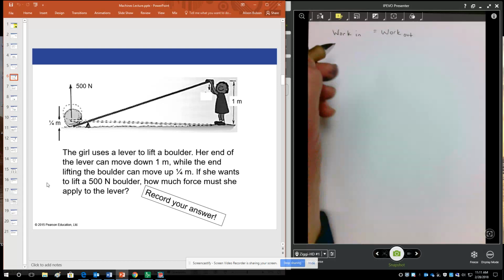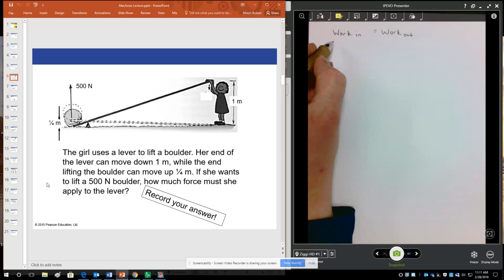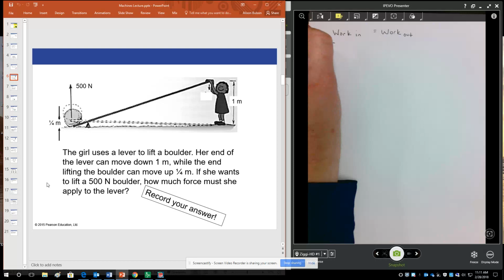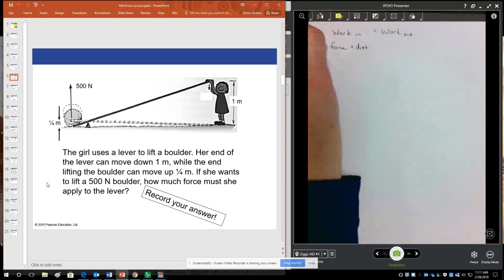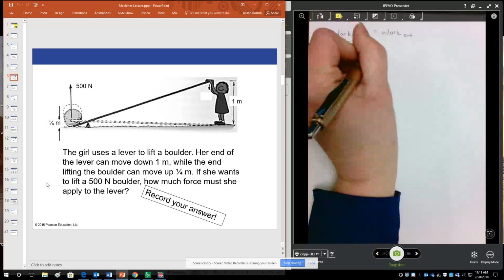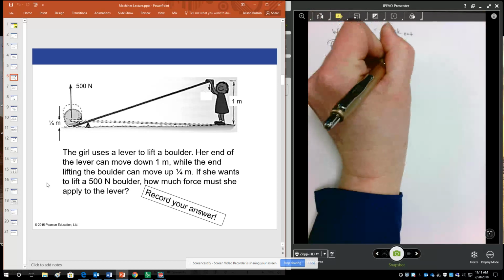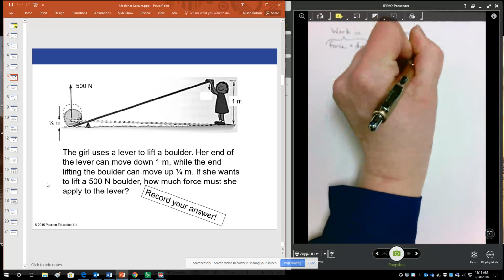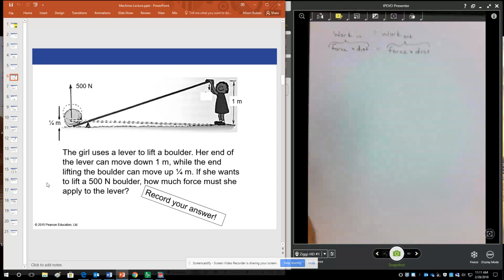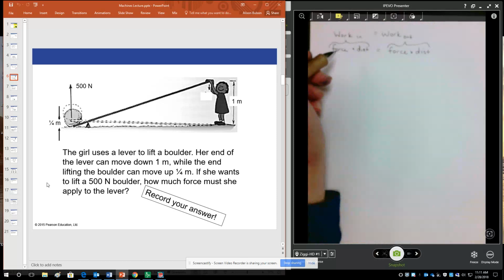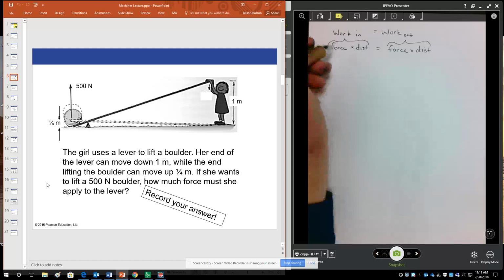So we come back to our main principle for machines. Input work equals output work. That means the force on the input side times the distance on the input side, I'm going to abbreviate DIST for distance, is equal to the force on the output side times the distance on the output side. And so the main concern here is figuring out which is the input and which is the output. So the input side is always the side you are using, the side you're pushing or pulling with.